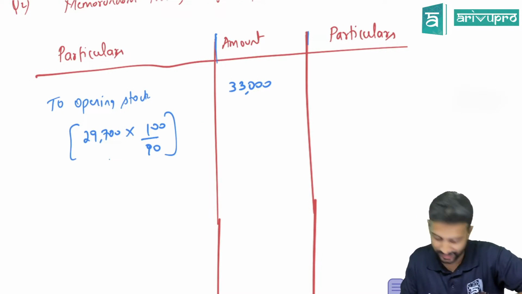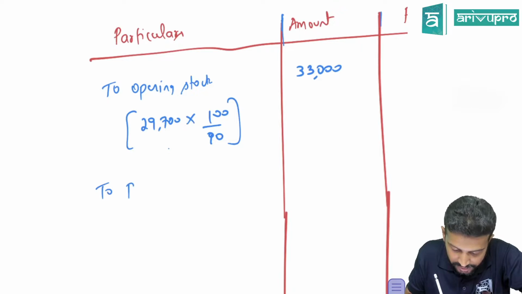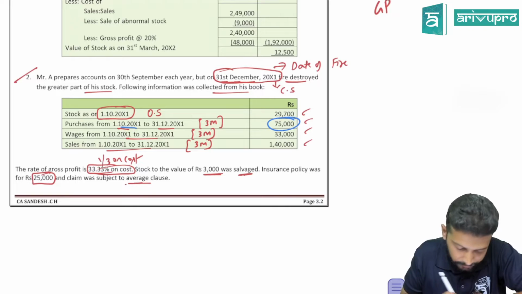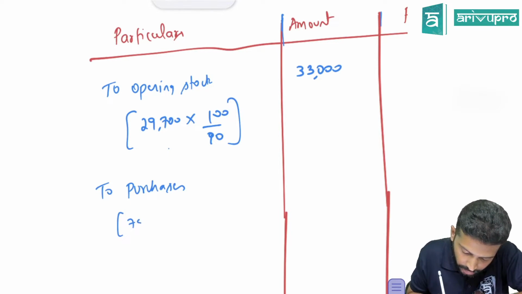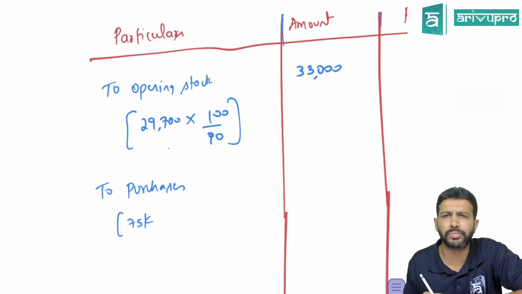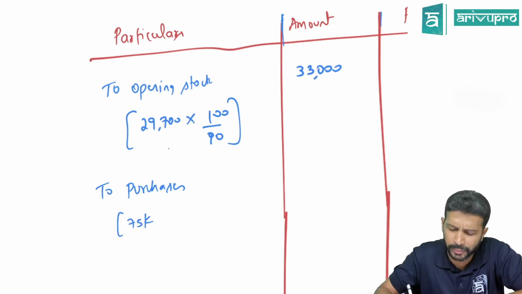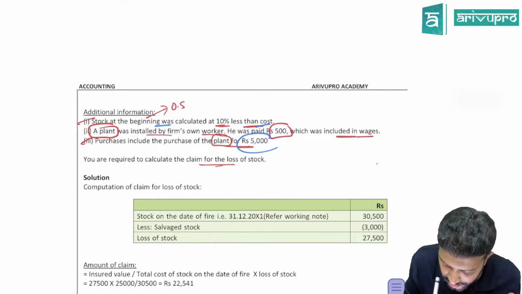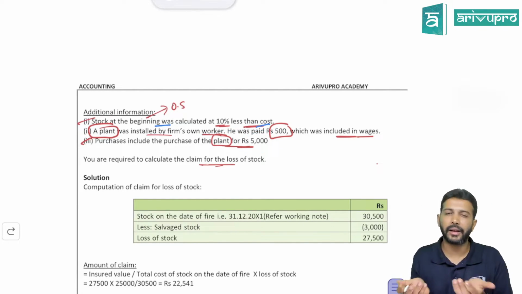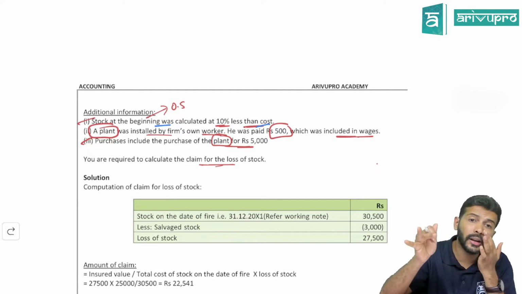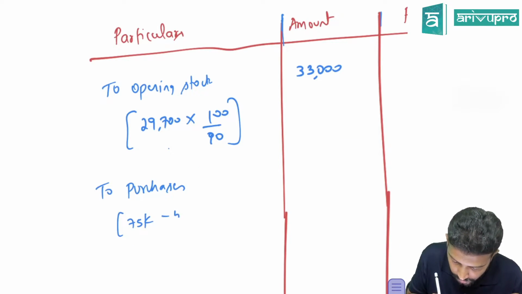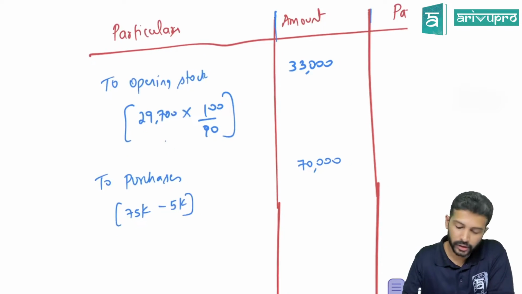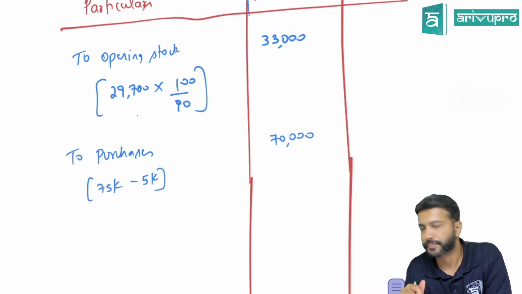Okay, opening stock over. Next, what? Purchase. Given or missing? Given. Check the data. How much is purchase? 75,000. But is that value absolutely correct, or was some adjustment there? Purchase includes plant purchased, value 5,000. One plant, that is a fixed asset purchase, they included in purchases. Hence, what we have to do? Reduce it. So the actual value of purchase is not 75,000, but only 70,000.